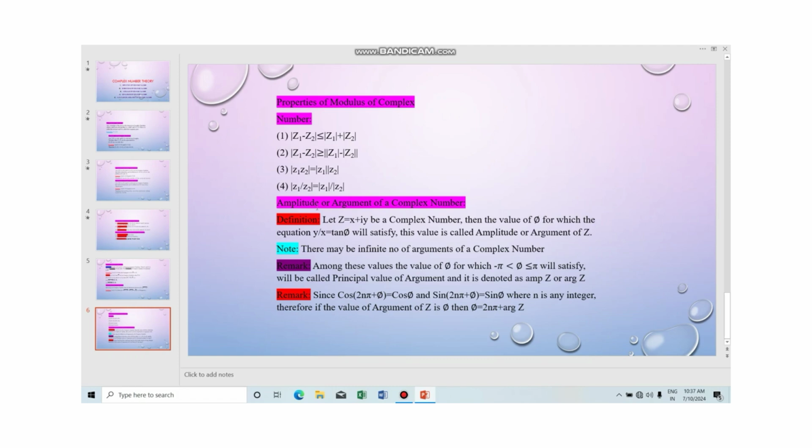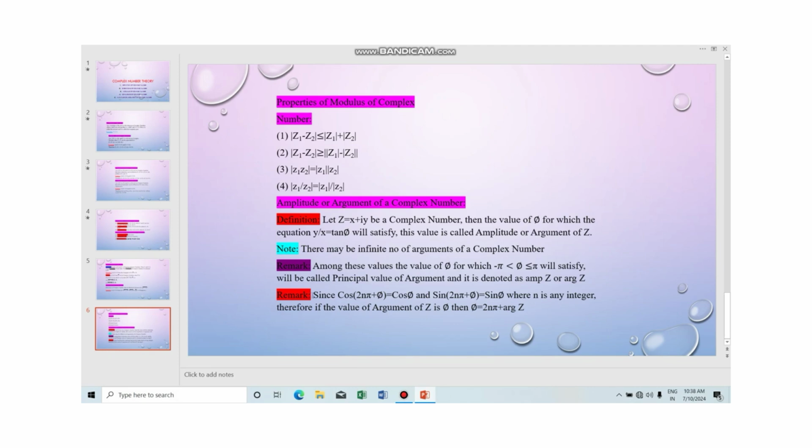Next, amplitude or argument of a complex number. Let z equal x plus iy be a complex number. Then the value of phi for which the equation y by x equals tan phi is satisfied is called the amplitude or argument of z. An important note: there may be an infinite number of arguments of a complex number.